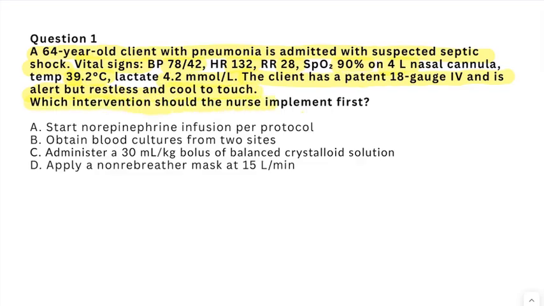Which intervention should the nurse implement first? Letter A, start norepinephrine infusion per protocol. Letter B, blood cultures from 2 sites. Letter C, administration of 30 ml per kilo bolus of balanced crystalloid solution. And letter D, apply a non-rebreather mask at 15 liters per minute. So I'm going to give you 30 seconds to review the question and the answer.